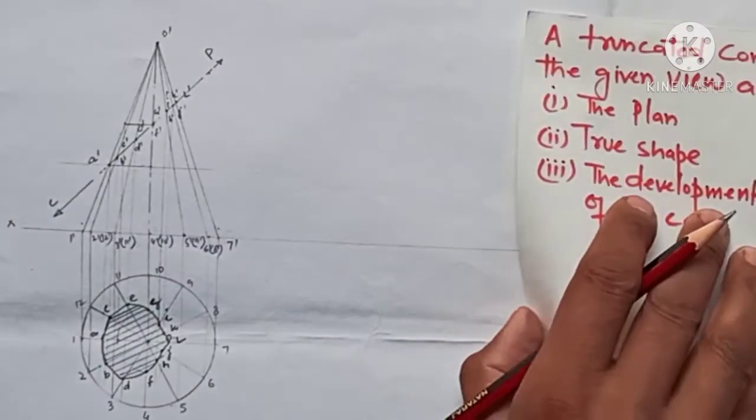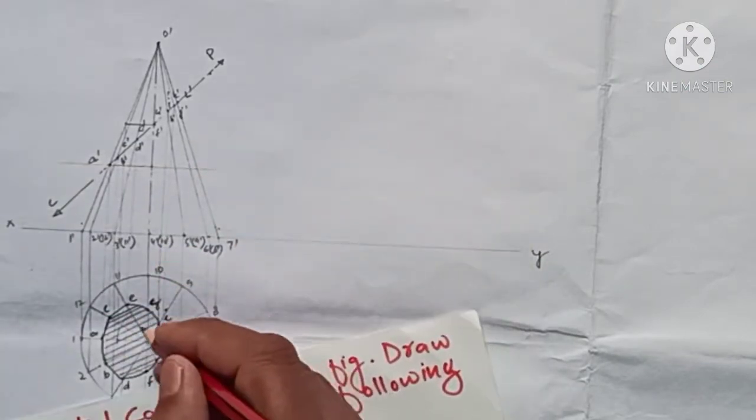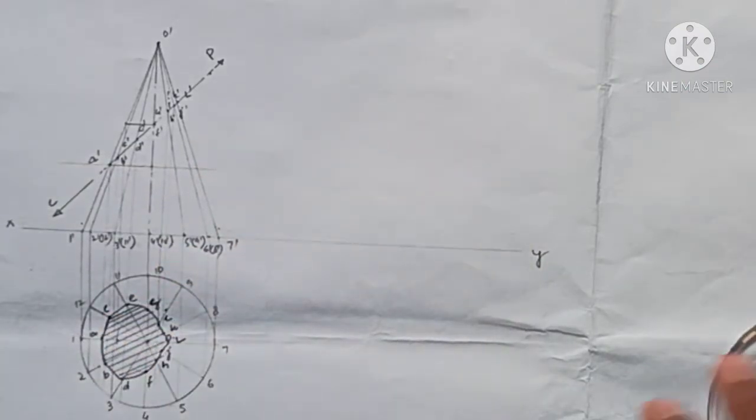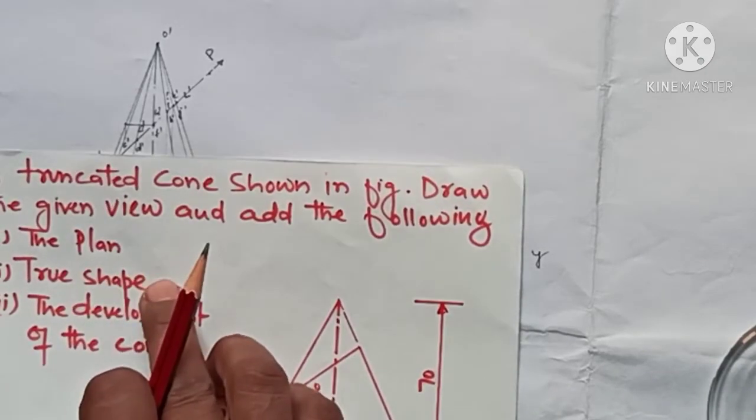I hope till now you got this question. So this is the plan which I was looking for. So this is my plan. Now the second thing which I need to draw is the true shape. Now I need to draw the true shape.